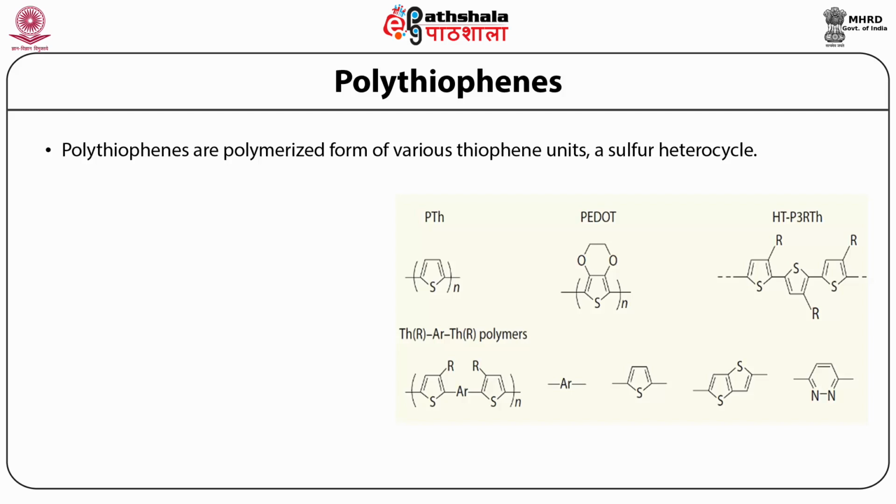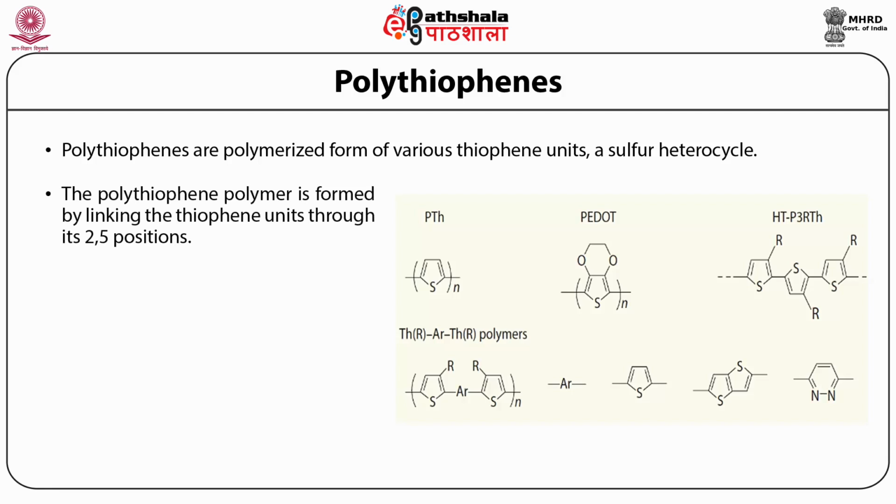The basic mer unit is the sulfur-containing heterocyclic compound with the formula C4H4S, called thiophene. The polythiophene polymer is formed by linking the thiophene units through its 2,5 positions.